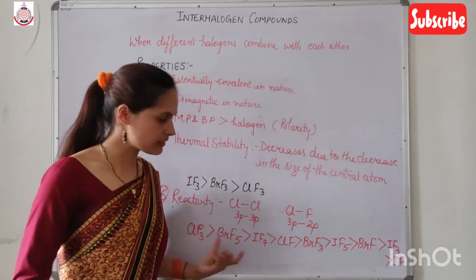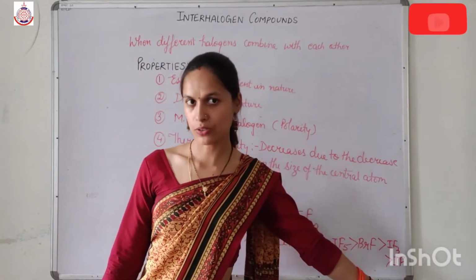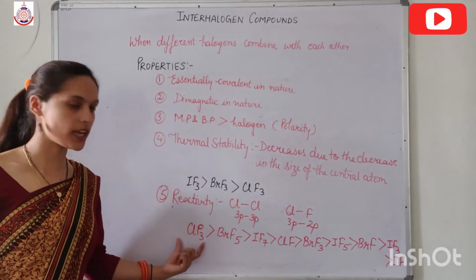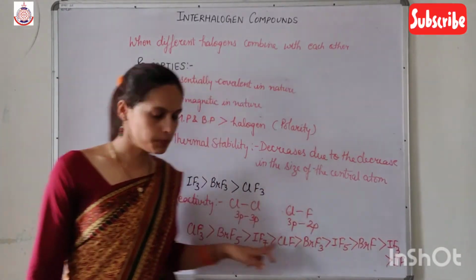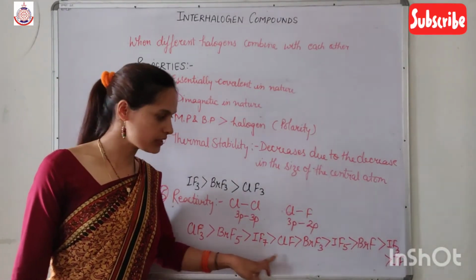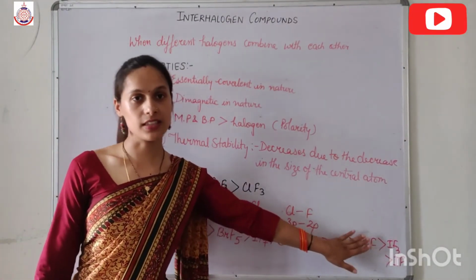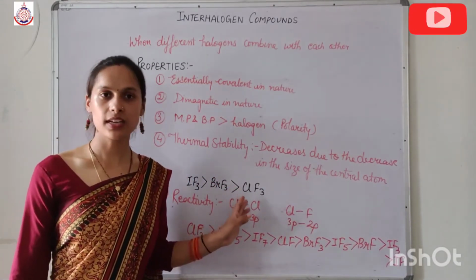So this is the sequence of the reactivity of the different halogen compounds, and from this we get to know the most reactive is ClF3 and the least reactive is IF. So simply you have to keep this statement in your mind, and after this you can arrange the reactivity series on your own. So this is the reactivity of the interhalogen compounds.